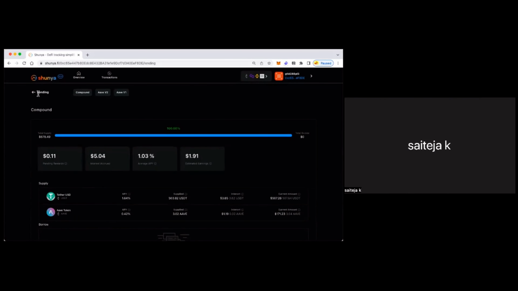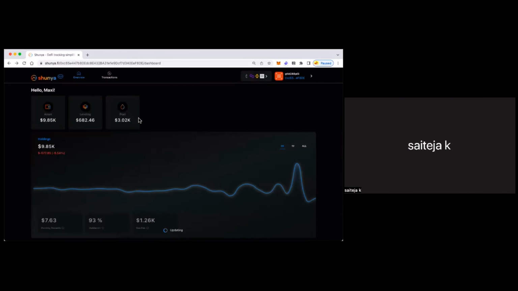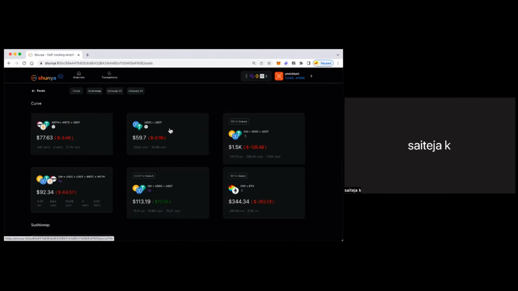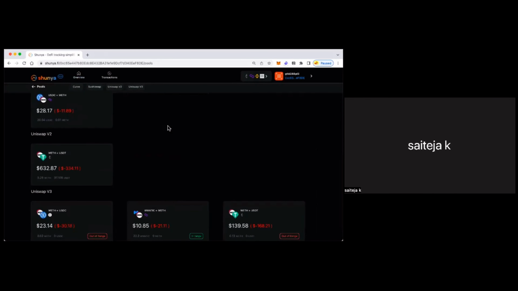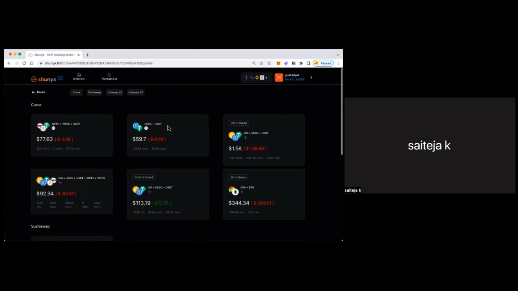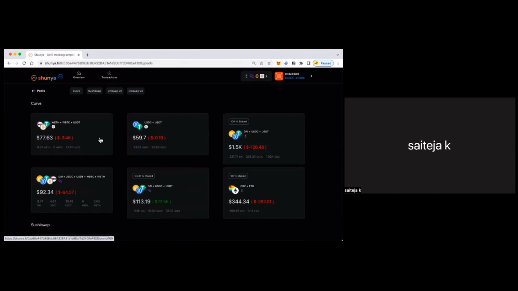And then let's go to the pools part. In the pools, we show you a quick overview of the liquidity positions that you hold across chains and across DEXes. We support Curve, SushiSwap, and Uniswap V1, V2, and V3. And we also show you the P&L of individual liquidity positions along with the individual assets that you are holding.